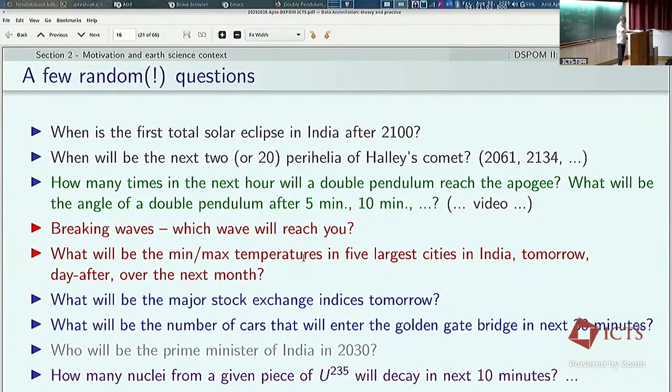Okay. So where data assimilation fits in are essentially the three questions in the middle here. Chaotic, complex, deterministic dynamical systems with partial observations. And all of these have that same issue.